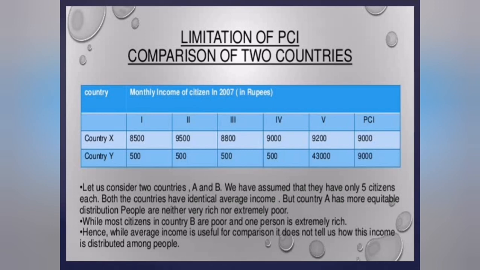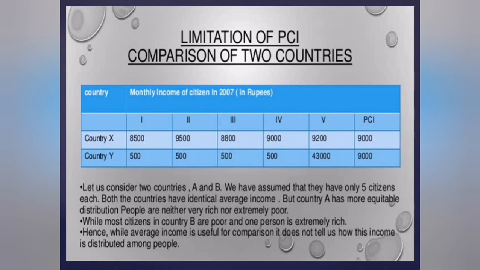First person's income is 8,500, second person 9,500, third 8,800, fourth person 9,000, and fifth person 9,200. Here, by totaling this and dividing the total income by 5, we are getting the average income as 9,000, and this is the per capita income. Here this per capita income of 9,000 can represent the income of all these 5 persons because all of them are getting a decent level of income. So this is a good indicator of the income level of that country.